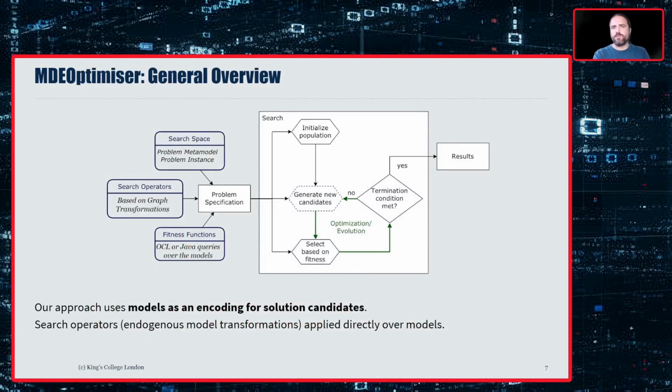Here's a different perspective on this, showing the inputs, the internal process, and the outputs of MDEOptimiser. You can see that we are using standard metamodeling technology, the Eclipse modeling framework in our case, to capture the search space. We support OCL or Java implementations of fitness functions and constraints, and the changing of solutions is captured through a set of graph transformations, expressed using the Henshin graph transformation tool.